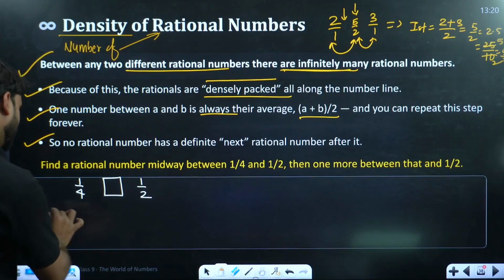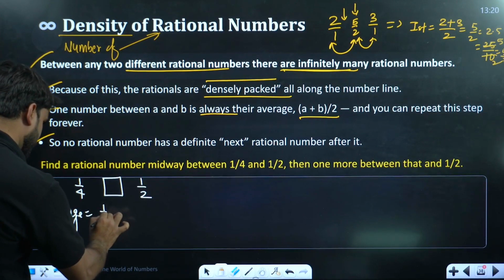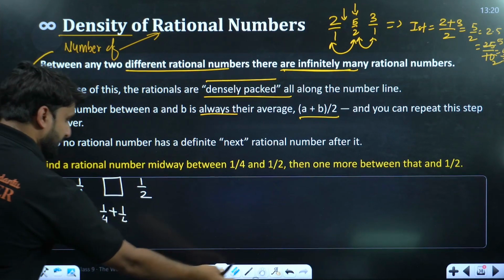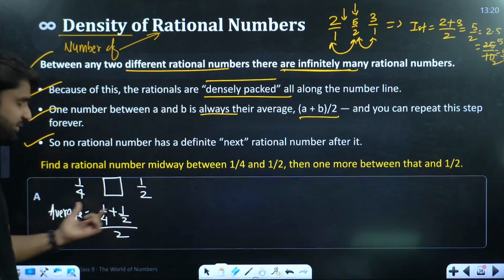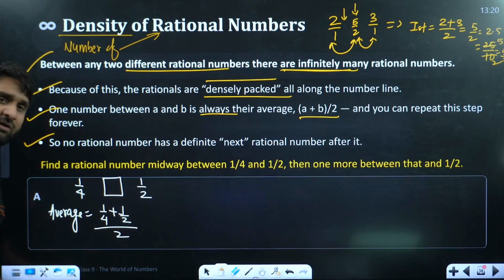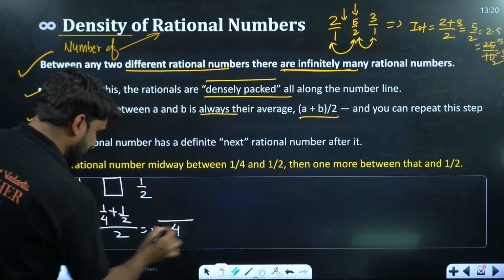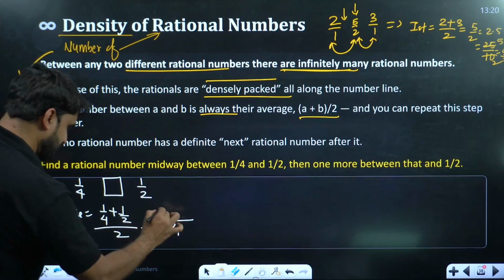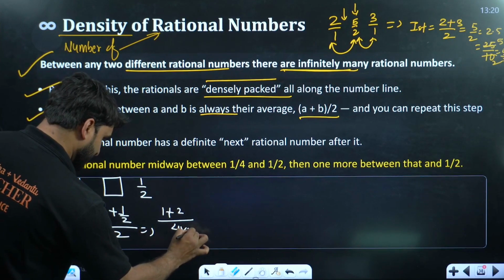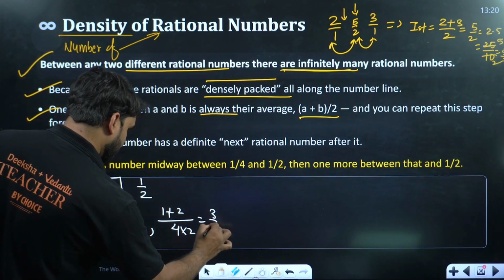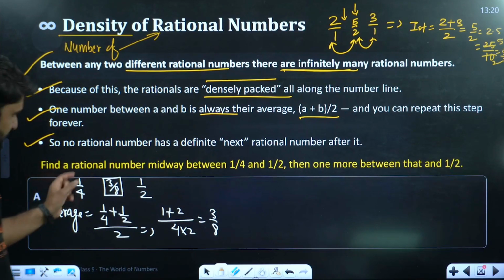Come on, find the average. Let's find the average of both. So 1 by 4 plus 1 by 2, divided by 2. This is how to calculate the average. Let's solve this. On taking the LCM of these two fractions, 4 will come. 4 ones are 4, 1 will come. 2 twos are 4, 2 will come. And this 2 will be multiplied with this 2. So 2 plus 1, 3, divided by 8. This is the rational number which will be present between this and this.